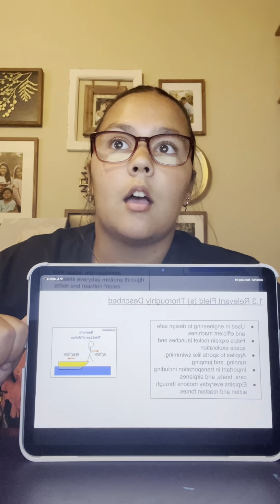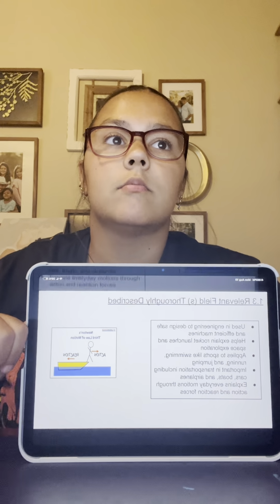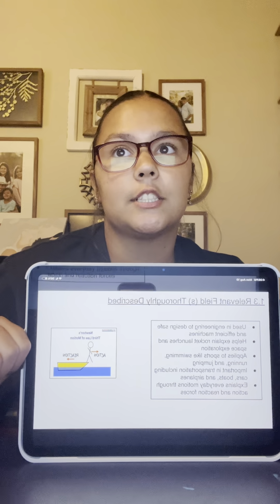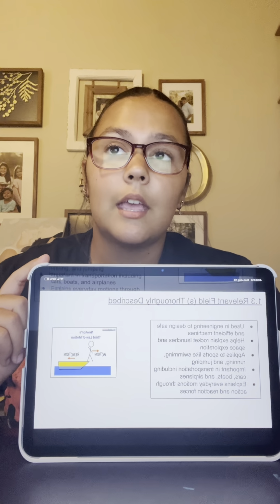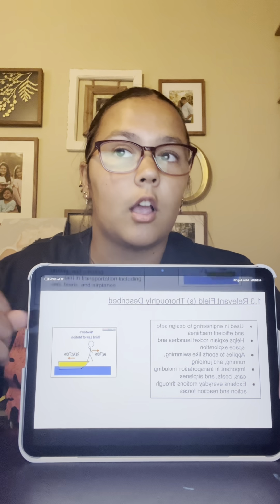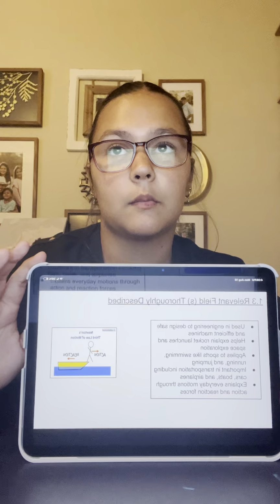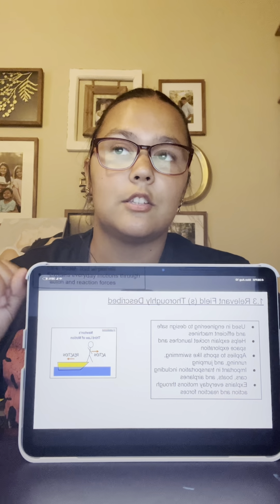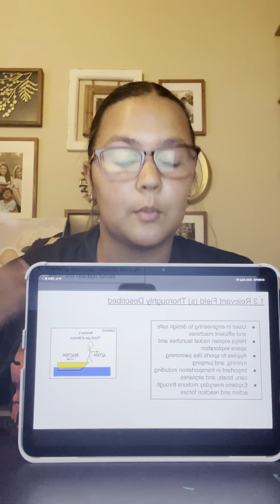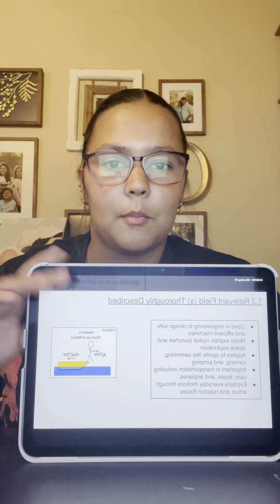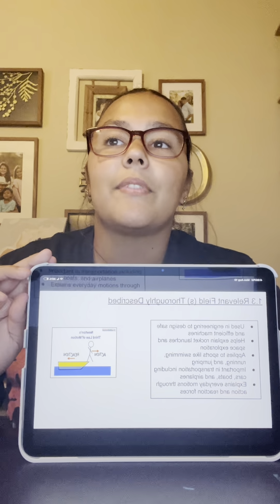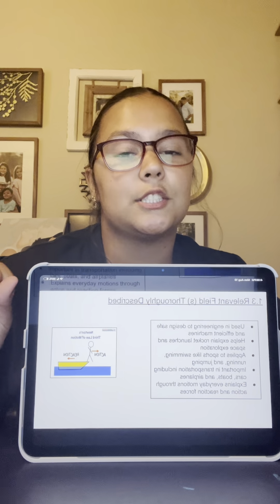Relevant fields. Newton's third law, for every action there is an opposite equal reaction, is used in most engineering things, especially for rocket launches. It explains the rocket launches themselves and helps with space exploration. For engineering, it's used to design safe and efficient machines, which can also be put into rocket science as well, because they have to make safe rockets.